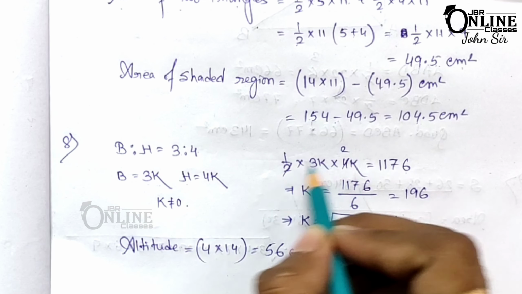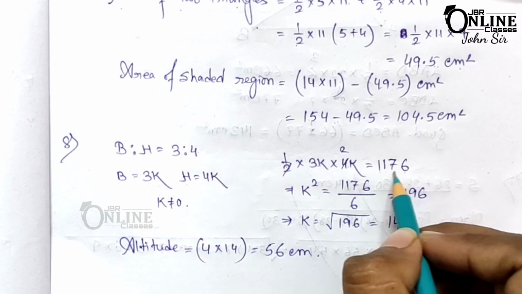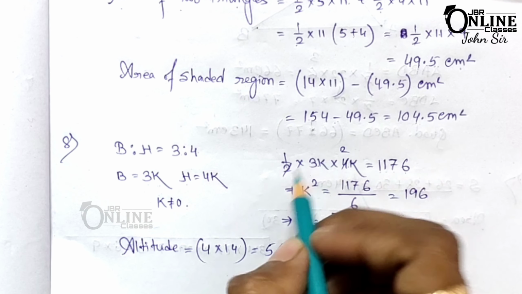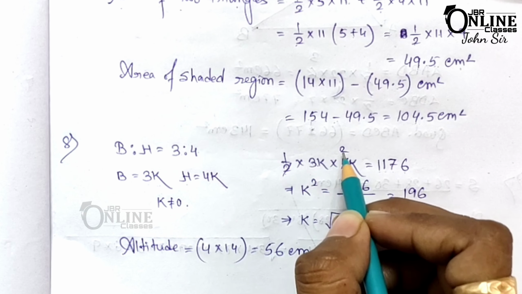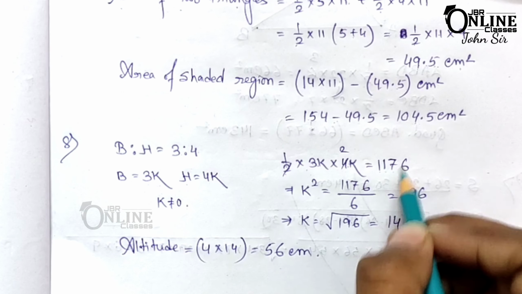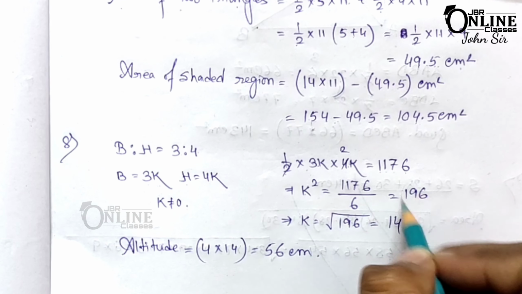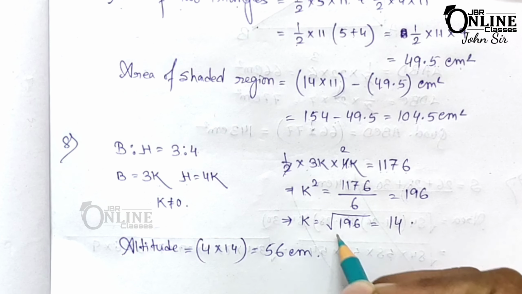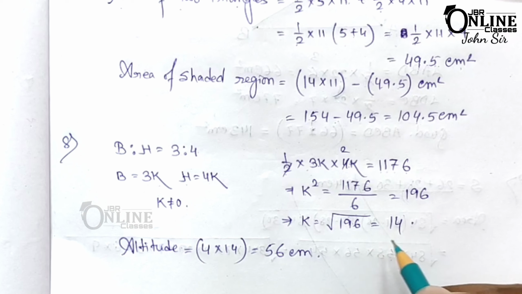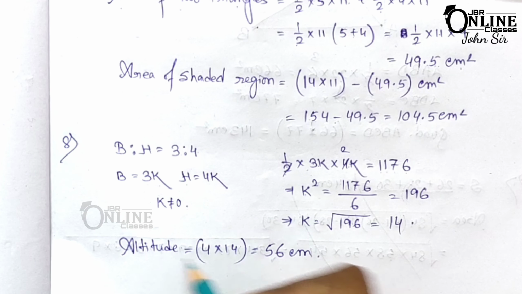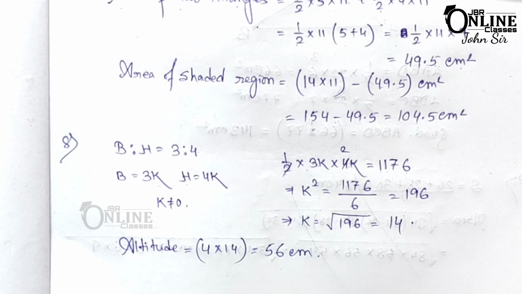Okay, now the area of the triangle will be half into base into height. So that means 1176 centimeter square. So here half into 3k into 4k becomes 6k square. So 1176 by 6 equals 196. So as k square equals 196, then k equals root over 196, that equals 14. That means the value of k equals 14. Now the altitude will be 4 into 14, that equals 56 centimeter.